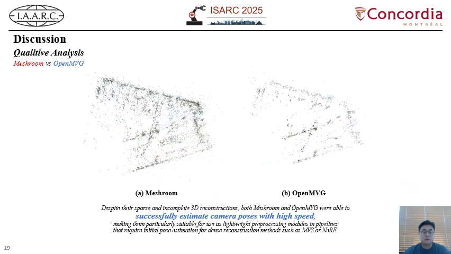Despite their sparse and incomplete 3D reconstructions, both Mushroom and OpenMVG were able to successfully estimate camera poses with high speed, making them particularly suitable for use as lightweight pre-processing modules in pipelines that require initial pose estimation for dense reconstruction methods such as MVS or NeRF.